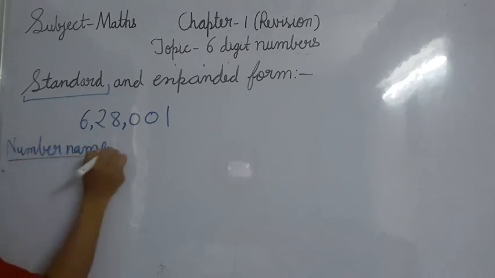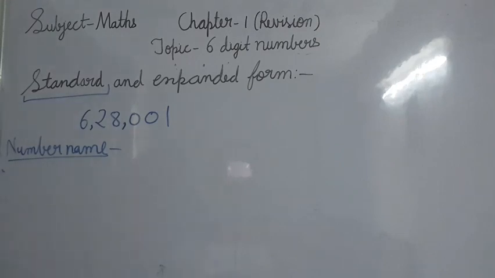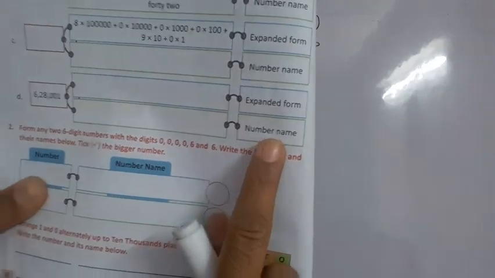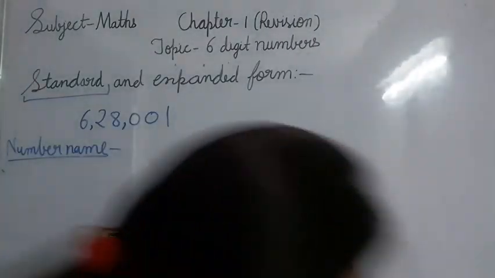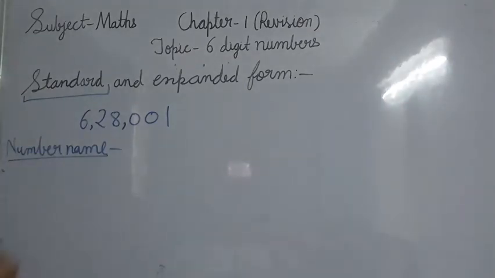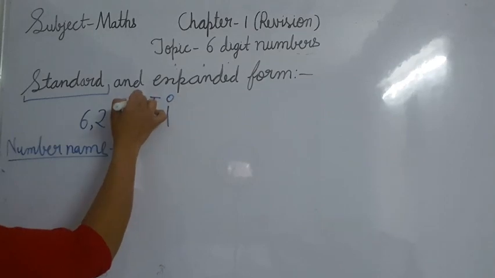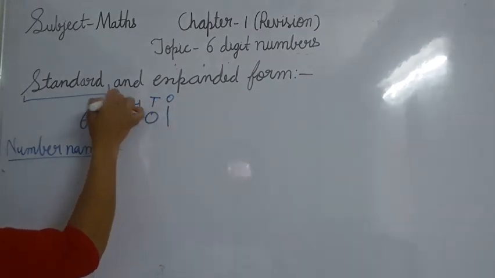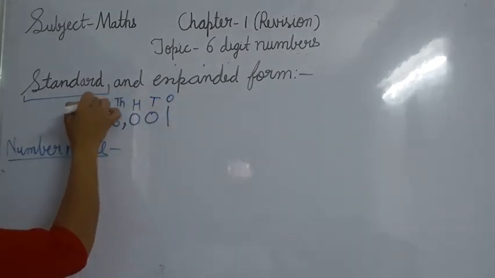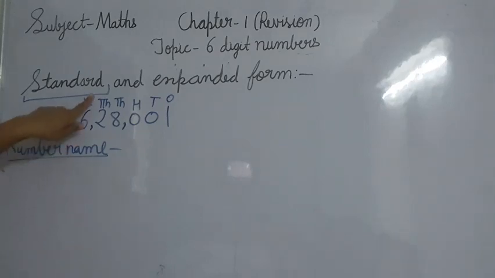Yes. So now write the number name. First I am writing the number name, which is asked in your book. Number name is how we read this number, and in the same way we will write it. So let me mention their places: ones, tens, 100, 1000, 10,000 and lakh. So lakh period.